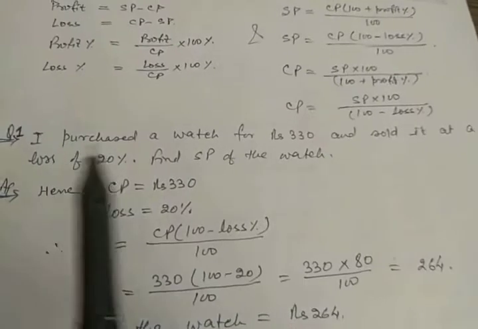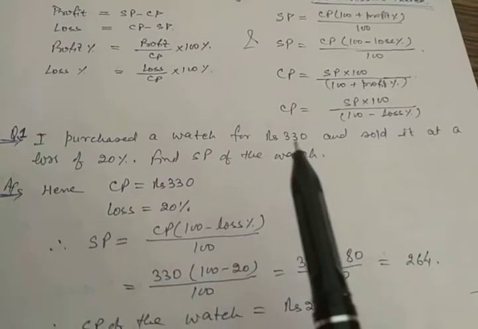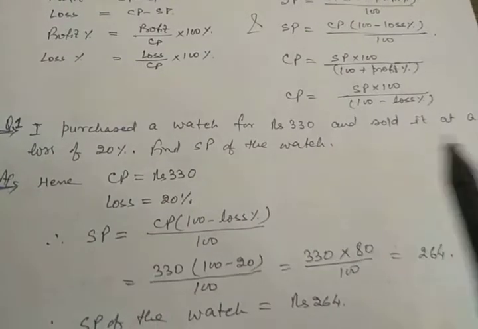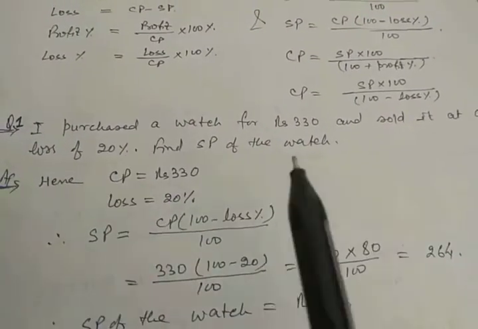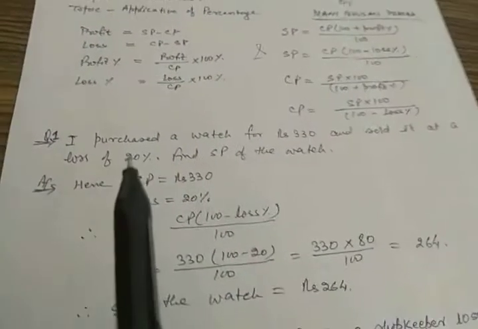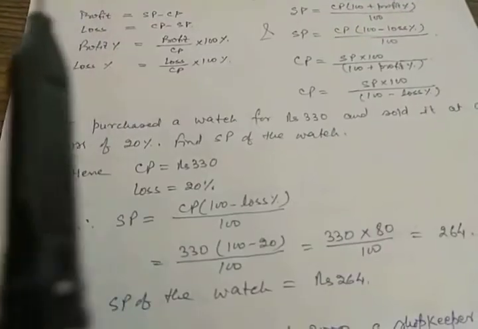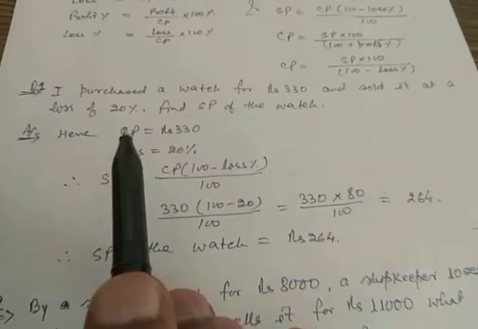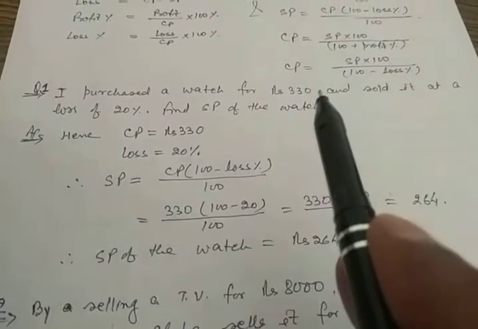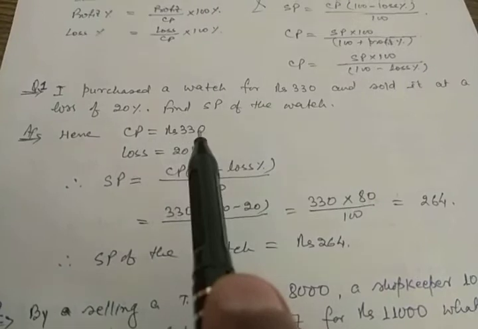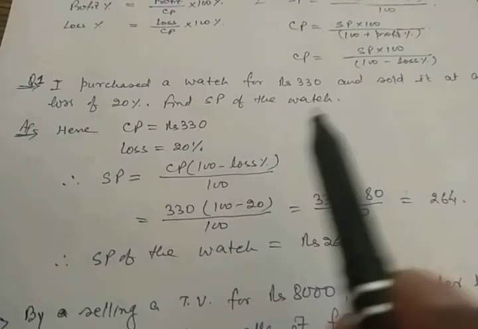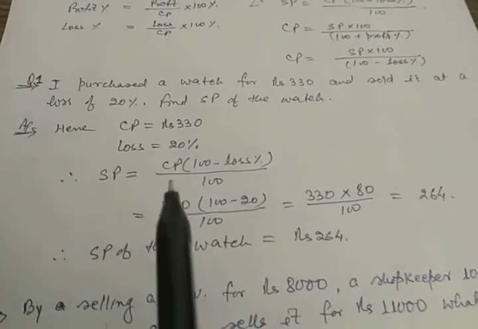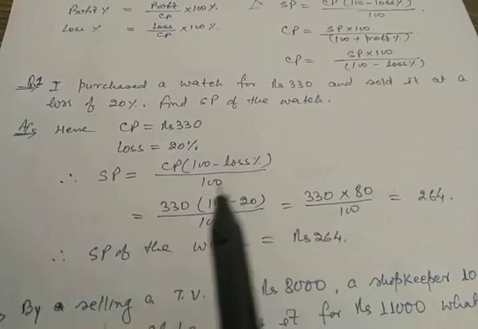I purchased a watch for rupees 330 and sold it at a loss of 20%. Find SP of the watch. You can also calculate the loss, and here it is CP, so using this formula you can calculate the SP. Now see. CP, how much given? I purchased a watch for rupees 330. So CP is rupees 330 and loss is 20%. I want SP. So the formula SP is equal to CP into 100 minus loss percent by 100.